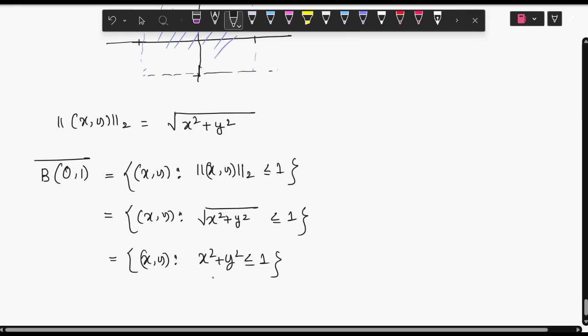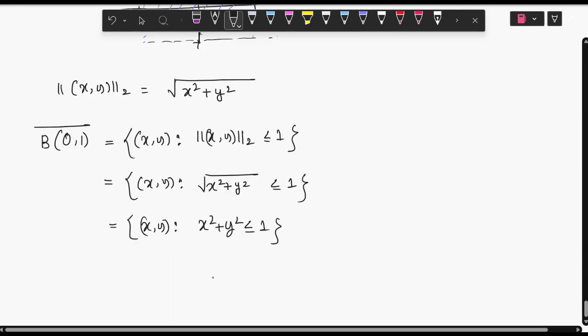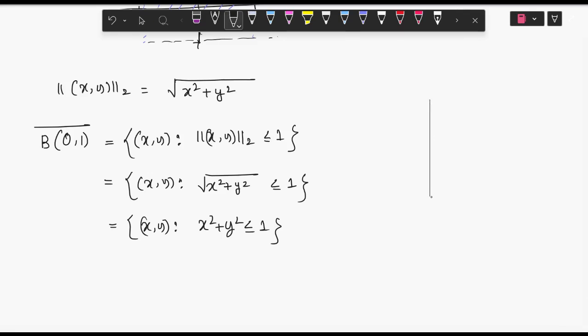Obviously, we are considering this now. So this is representing the closed circle of radius 1 about the origin.